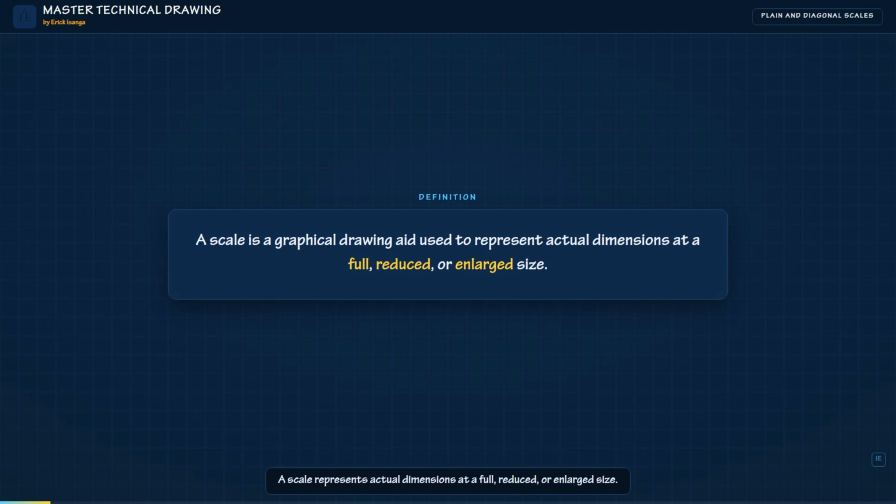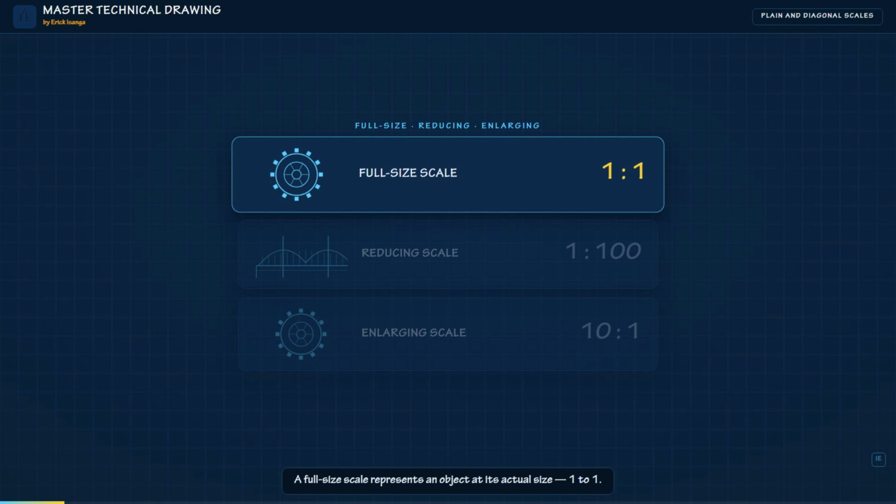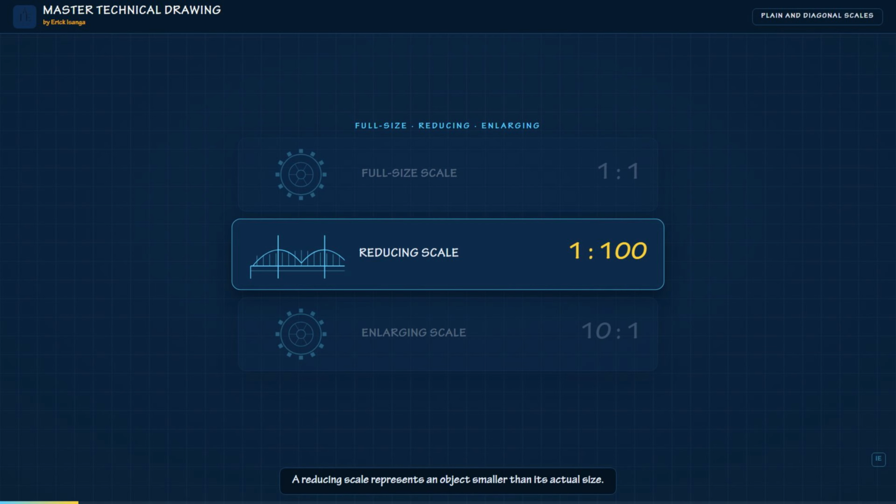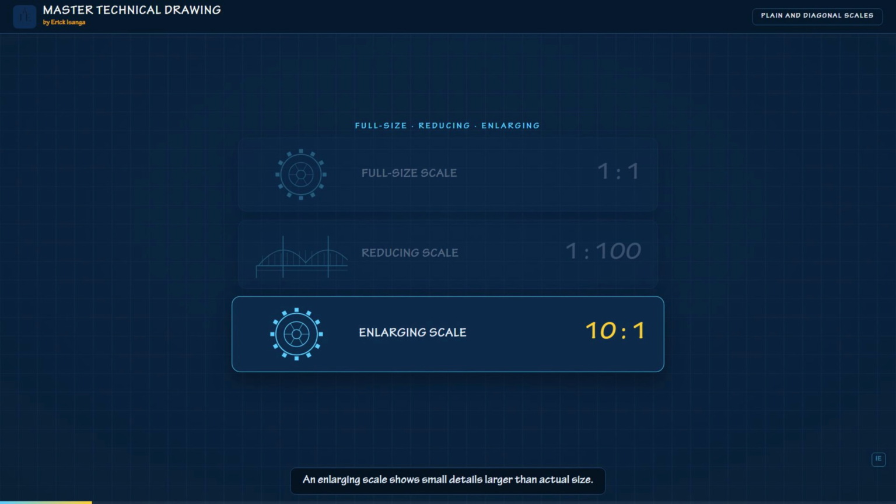A scale is a graphical drawing aid used to represent actual dimensions at a full, reduced, or enlarged size. A full-size scale represents an object at its actual size. 1 unit on the drawing represents 1 equal unit on the object. A reducing scale represents an object at a smaller size than its actual dimensions. An enlarging scale represents an object at a larger size so that small details can be shown clearly.